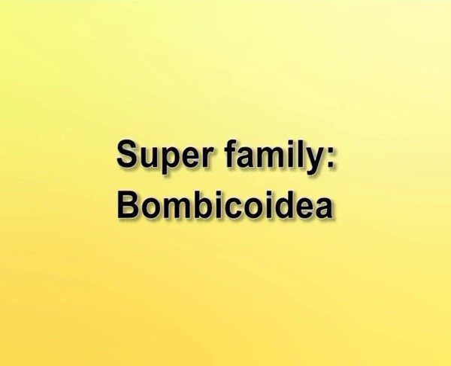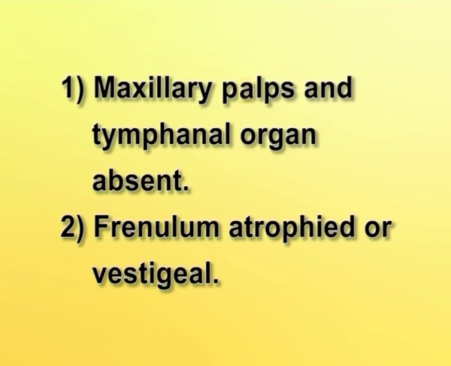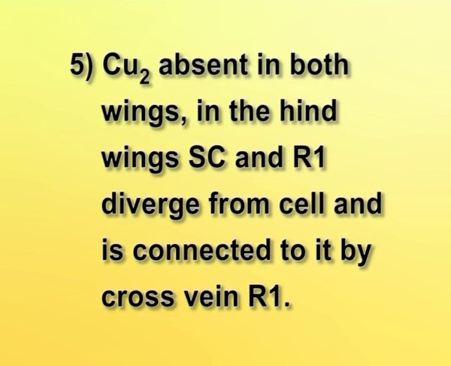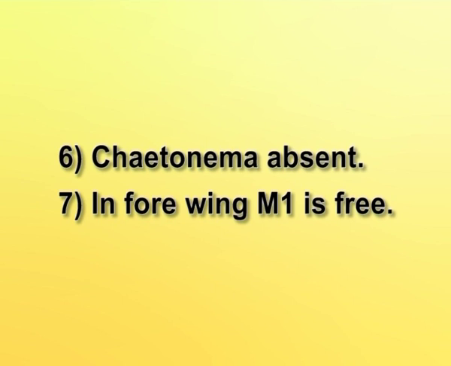Superfamily Bombycoidea. Main characters: maxillary palps and tympanal organs absent. Frenulum atrophied or vestigial. Proboscis is absent. Antennae pectinate, especially in males. Cu2, that is cubitus vein, absent in both wings. In the hind wings, Sc and R1 diverge from cell and is connected to it by cross vein R1. Ketonema absent. In forewing, M1 is free.